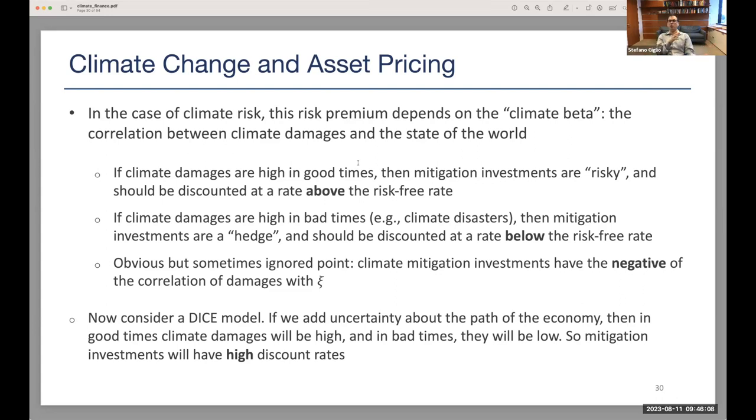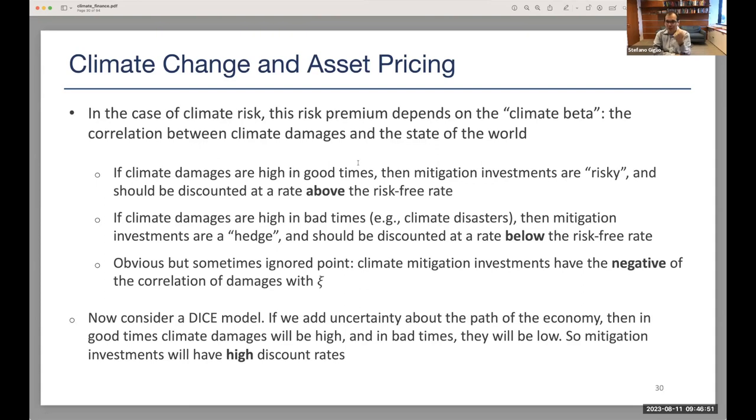So the logic of the DICE model says that if you add uncertainty about the path of the economy, when are we really going to get the most damage out of climate change? Well, if the economy keeps doing well and we keep growing, and because we keep growing we keep emitting, then we're really making a lot of damage to the climate, and we're going to pay the price, but we're going to be rich then. If the economy does badly and we're all poor in the long run, then we're not going to produce, so we're not going to emit, and the climate will be much less of a concern. So in this scenario, climate mitigation investments are going to get a high discount rate. They're going to be risky because ultimately you only care about the climate in good times.